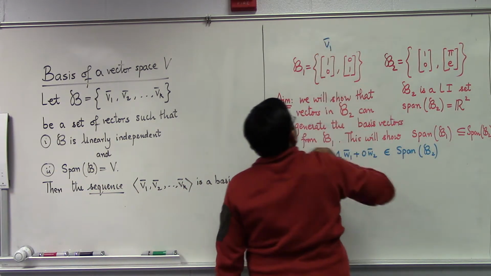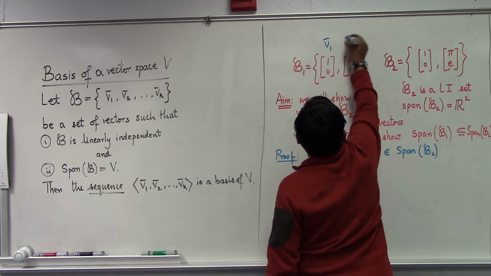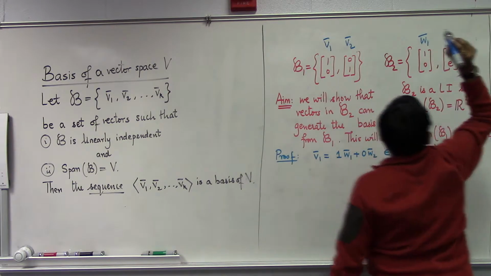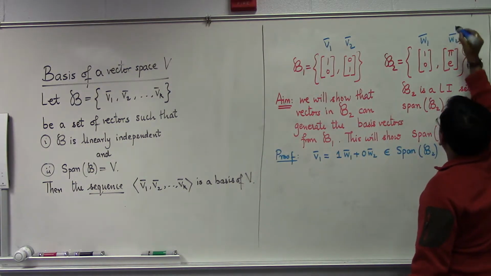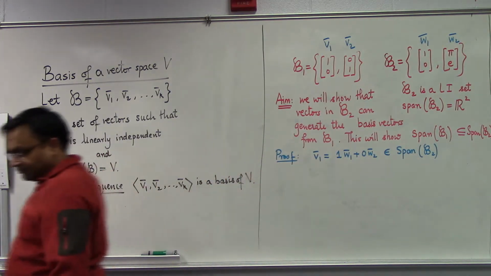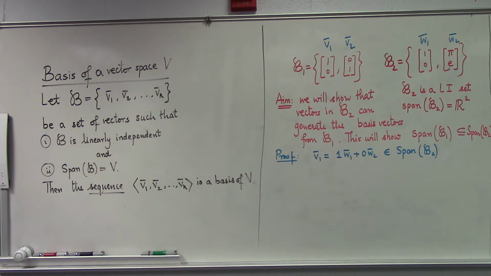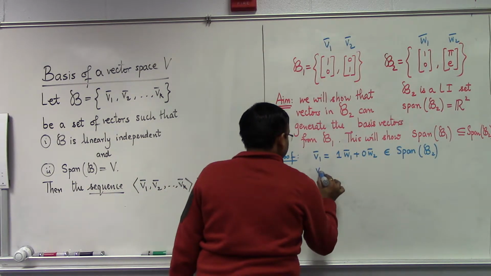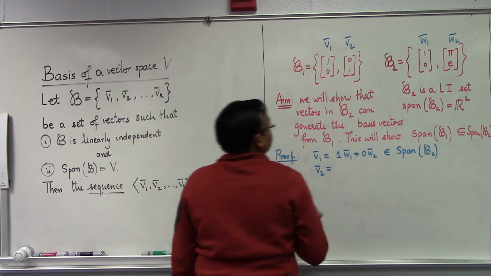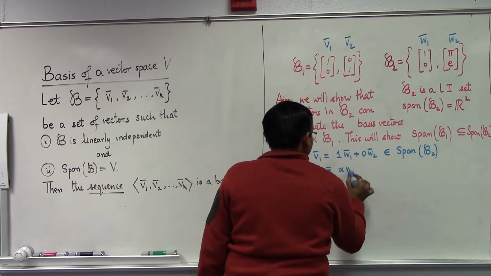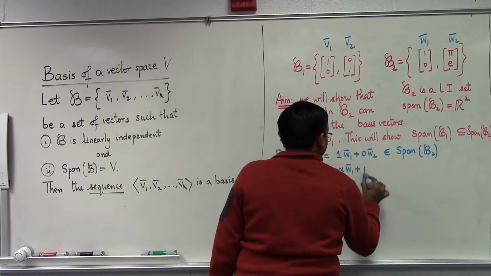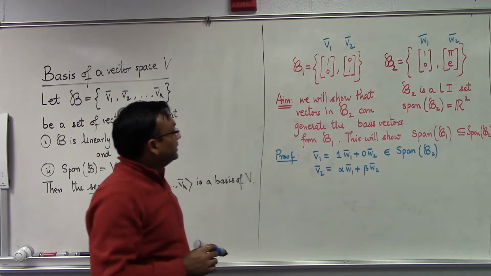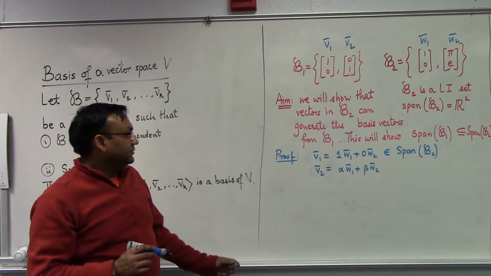So let us say this is V1 and this is V2. What about V2? Can V2 be written as a linear combination of the vectors W1 and W2? See, if I can show this, then would you agree? It will tell me that the vector V2 also lies in the span.